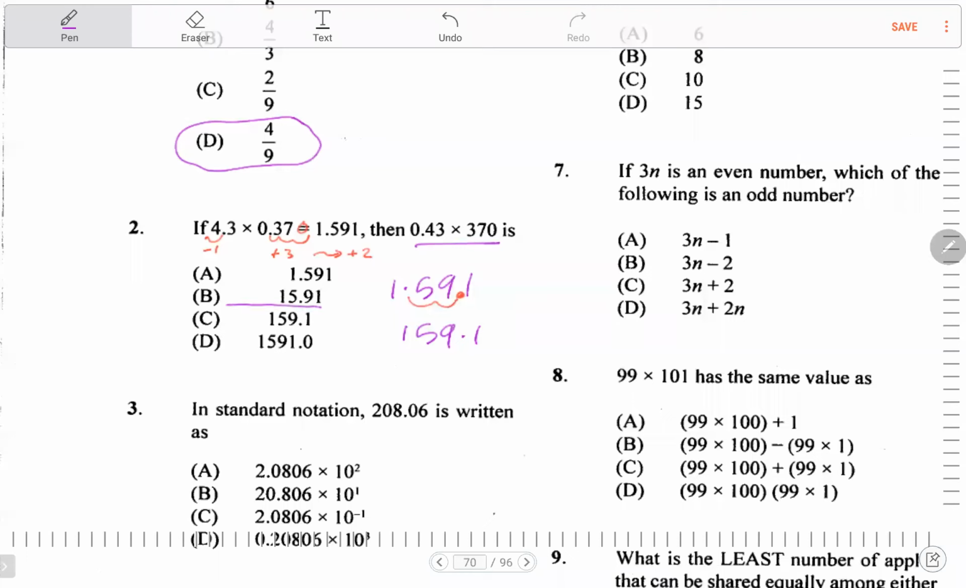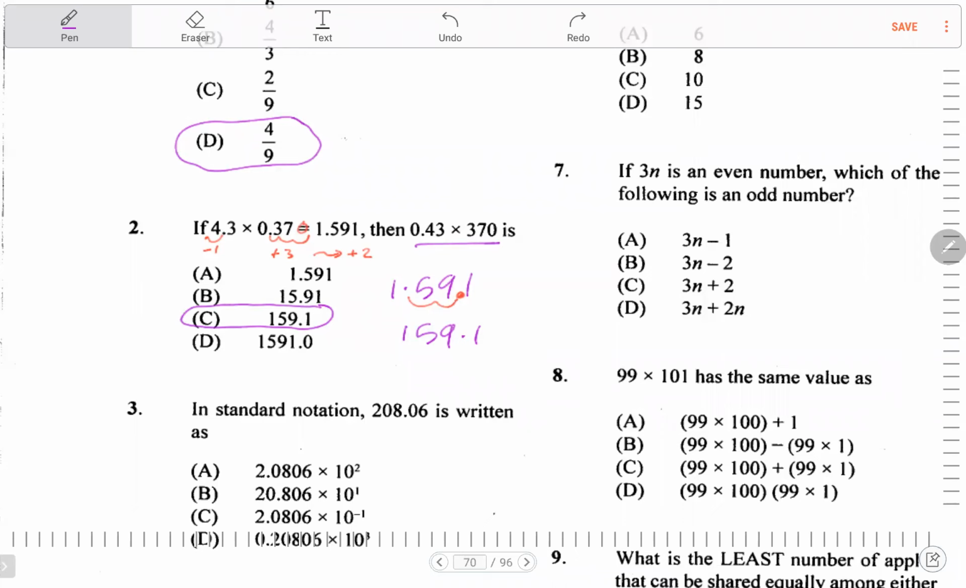Let's work out the net movement of the decimal point from these two to these two, then move that net change on this answer to get the final value. So it's 159.1. You don't have to waste time working out anything.